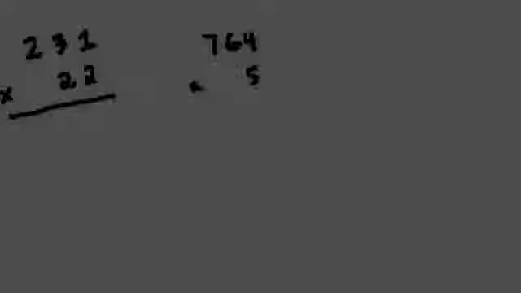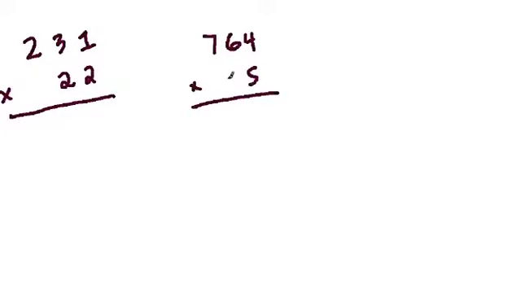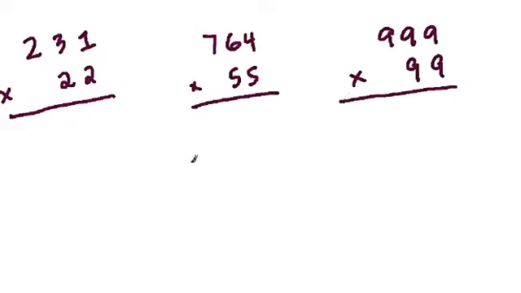We'll say 231 times 22. Don't want to carry there. And then we'll make it a little bit tougher. We'll try 764 times 55, and then we'll finish off with 999 times 99. So here's the process of how it works.